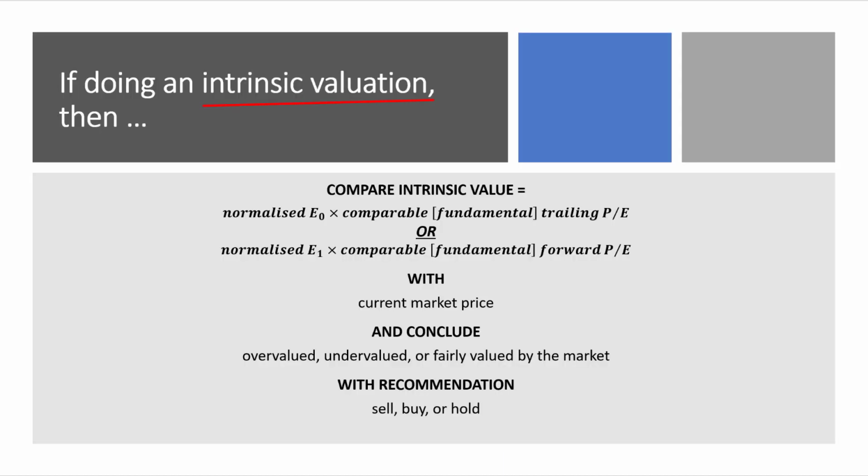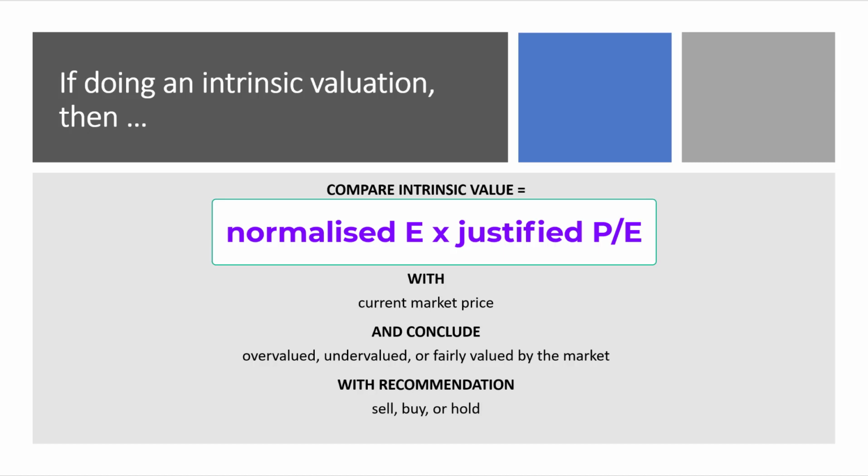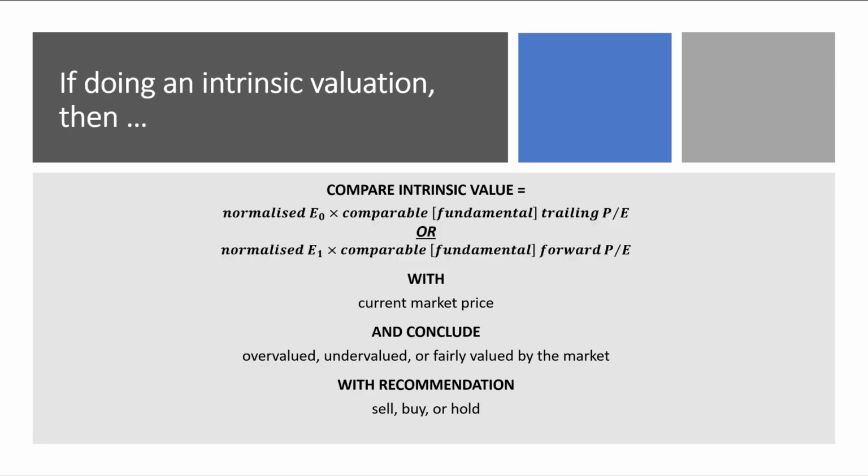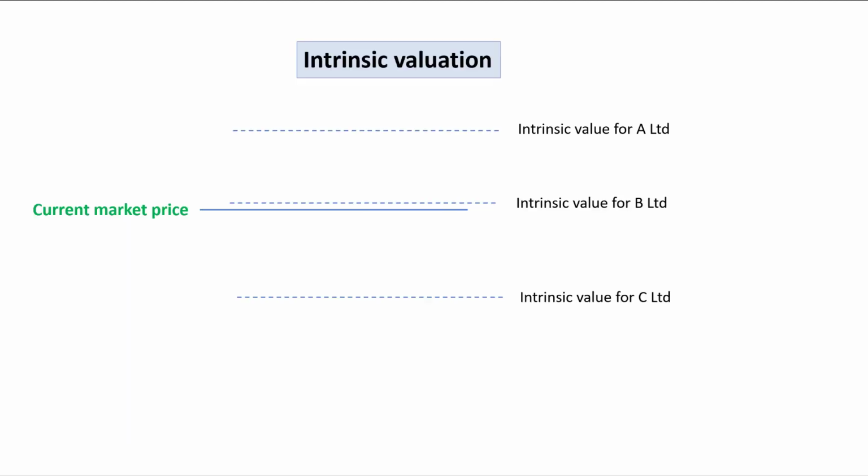Turning attention to the intrinsic valuation, if this is your valuation approach, then you use your normalized trailing or forward earnings and you multiply that by your comparable peer group average or your fundamental trailing or forward PE. Having calculated an intrinsic value, you compare that with the current market price and you conclude, once again, overvalued, undervalued, or fairly valued by the market, with your investment or analyst recommendation.